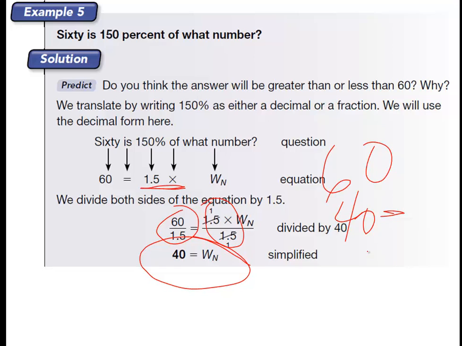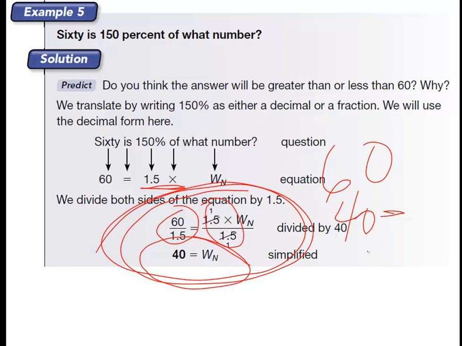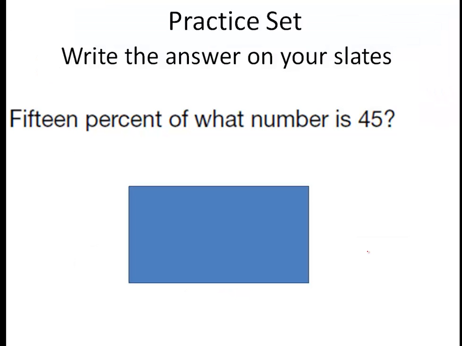I know it's a little bit complicated, but if you just work on solving for the unknown variable, the what number, then you'll always be okay. All right, let's do the last one. Let's see if you can do this one here. 15% of what number is 45? See if you can solve that one and come up with the answer.